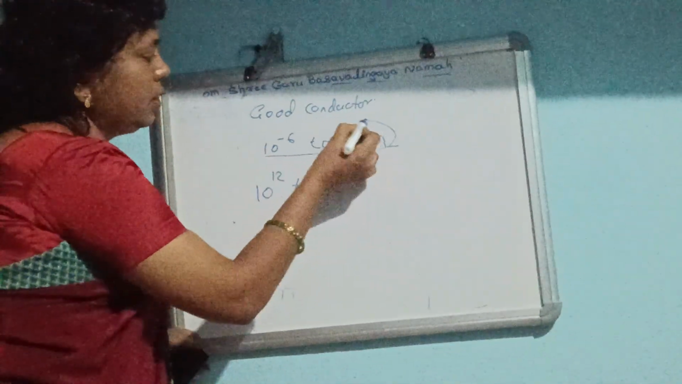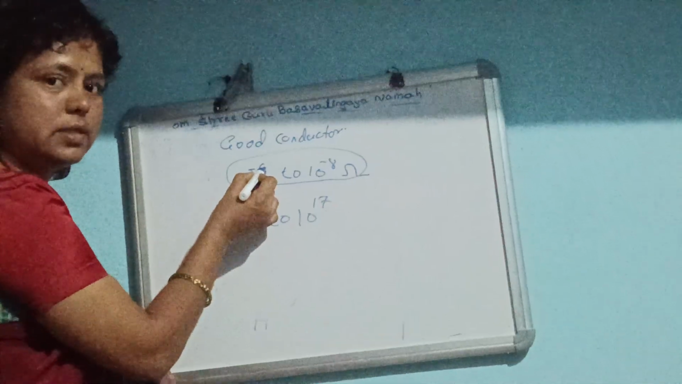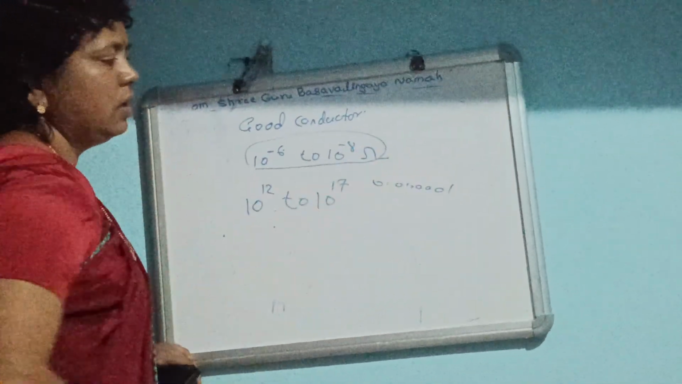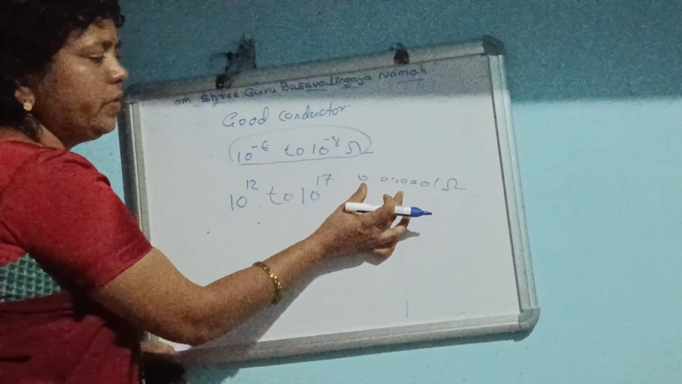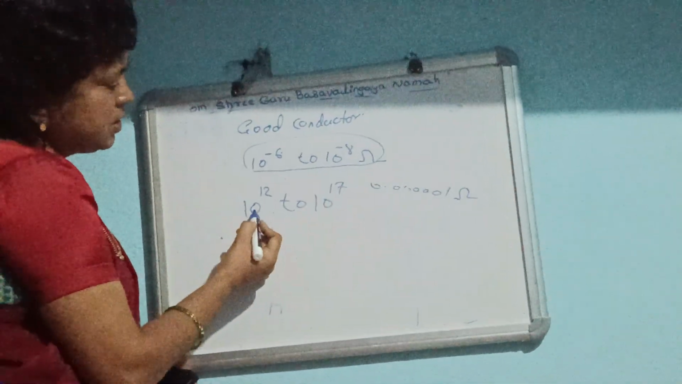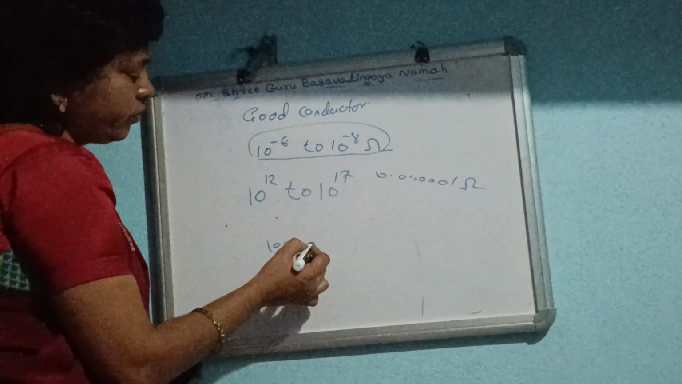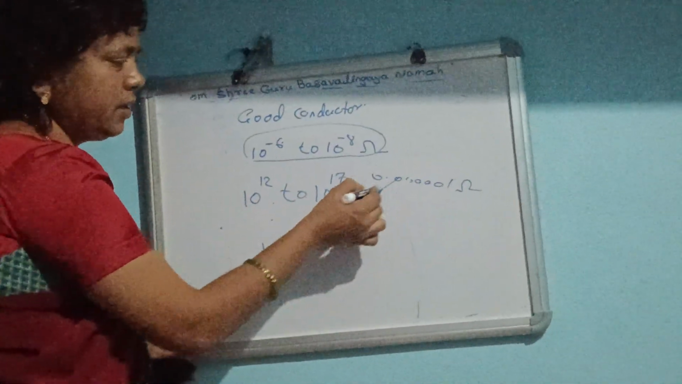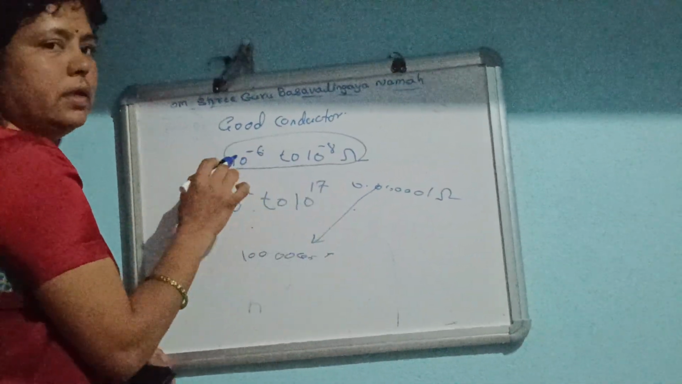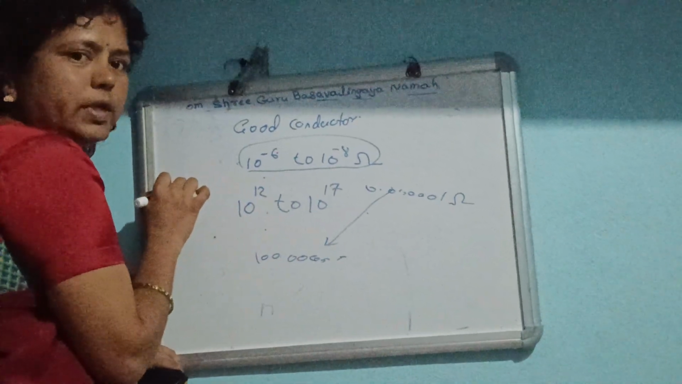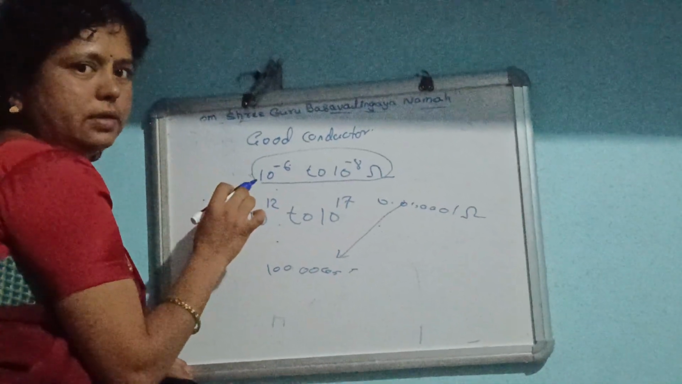Here the resistance value is small, 10 to the power minus 6, which is a very small value. Compare this with 12 zeros after 1, which is much greater. That's why as resistivity or resistance increases, the current flow through a conductor decreases.